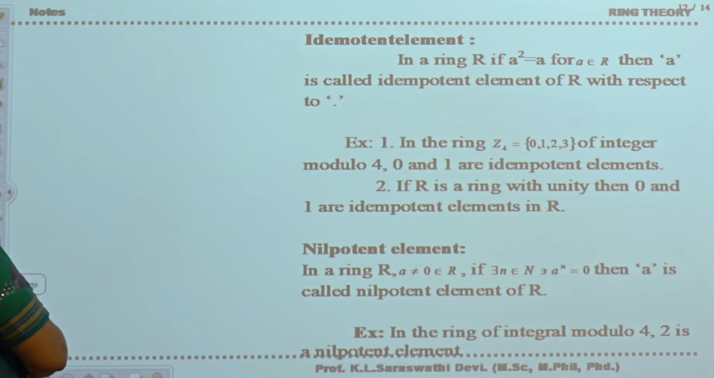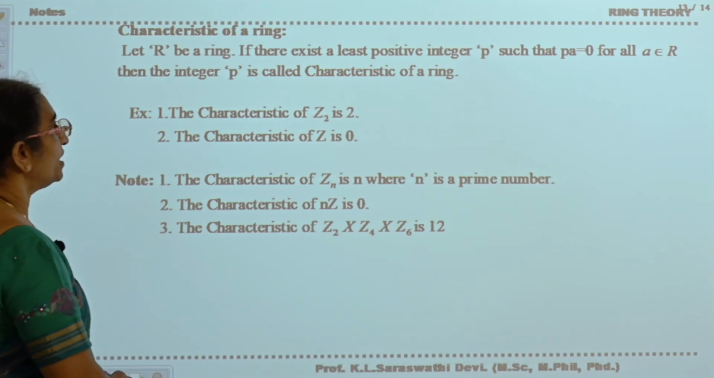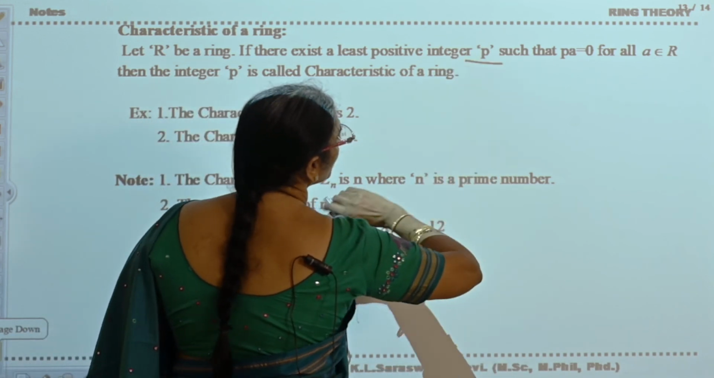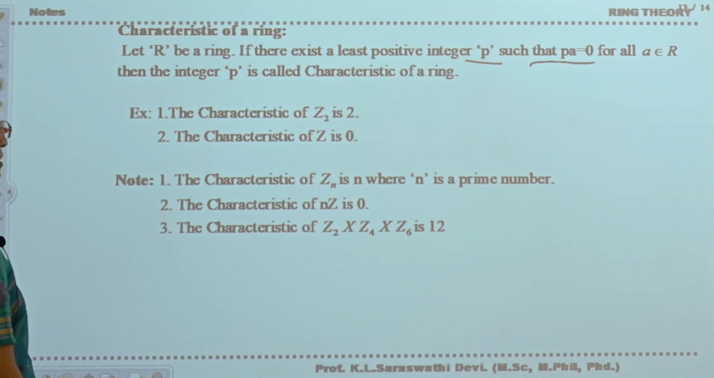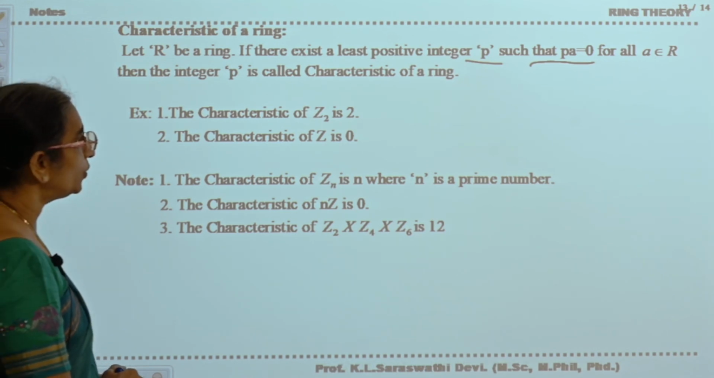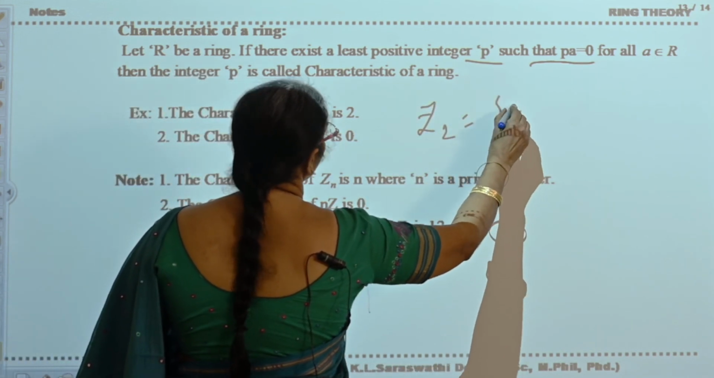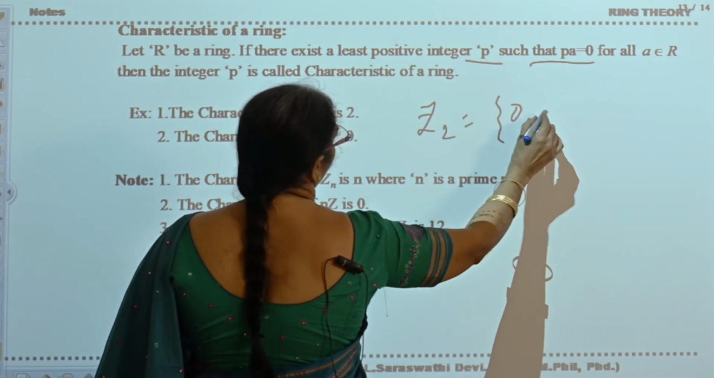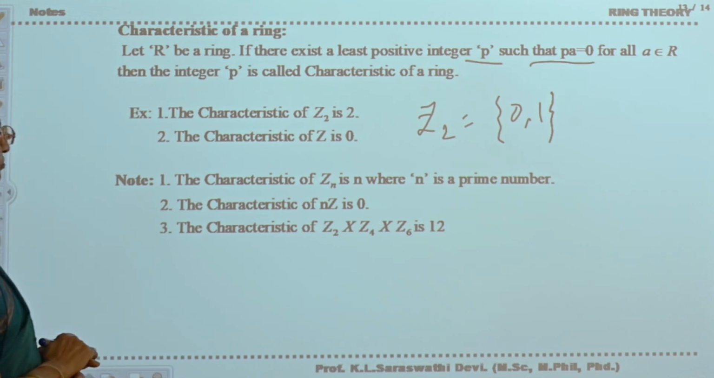Now see the next one, the characteristic of a ring. Let R be a ring. If there exists a least positive integer p such that pa is equal to 0 for all a belongs to R, then the integer p is called the characteristic of the ring. Now suppose the characteristic of Z2. Z2 means the set 0, 1. The characteristic of Z2 is 2, that is, 0 plus 0, 2 times.